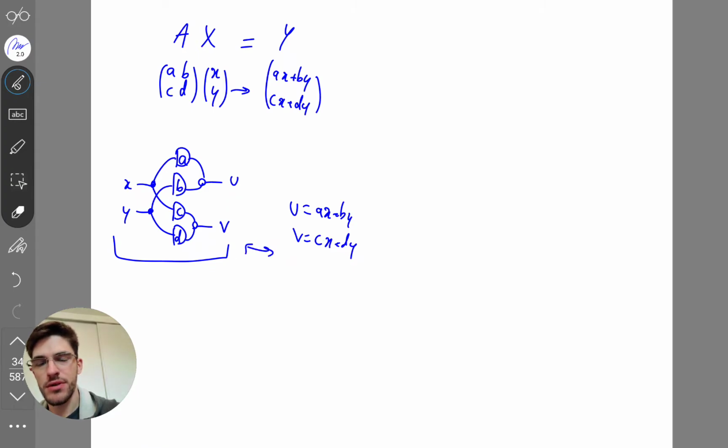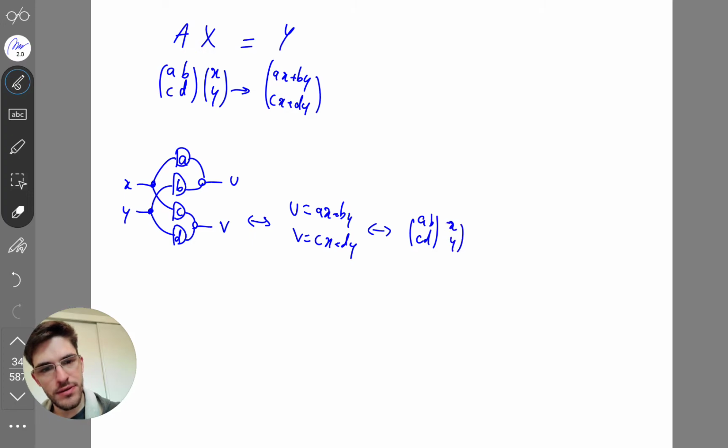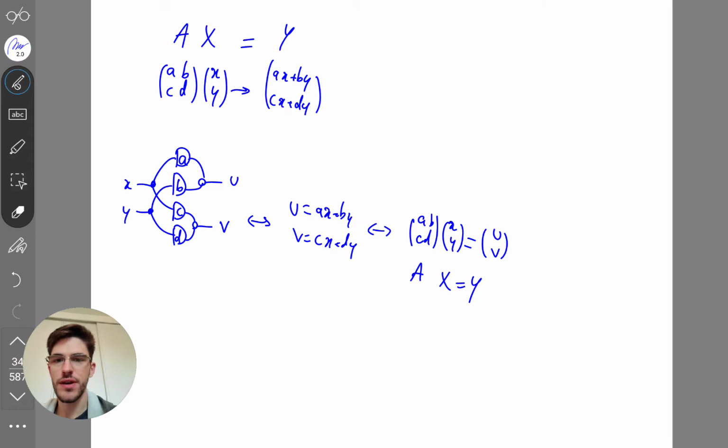This is the same equation written in a different form. And this equation can also be written in yet again a different form, which is the one we want to get at. This is the matrix ABCD applied to this vector is this vector. Those are three ways of writing the same thing, right? AX equals Y if we give names to things. So far, I don't know why I'm doing this. There's no justification for now.